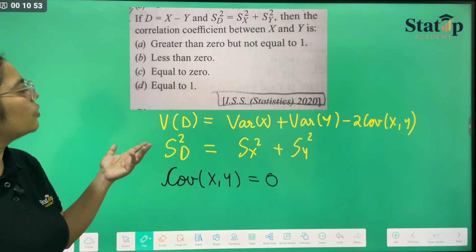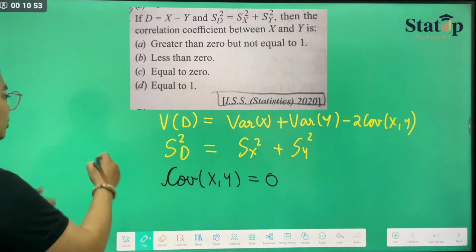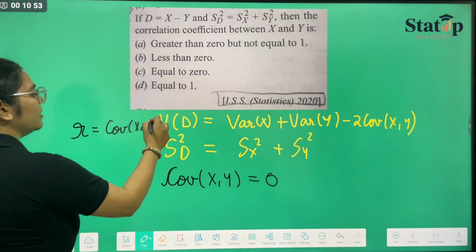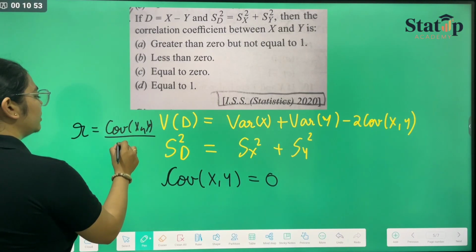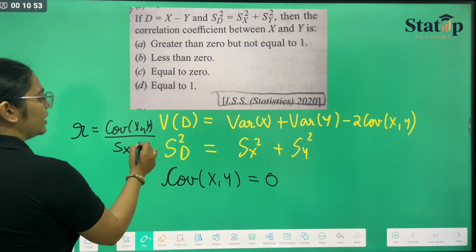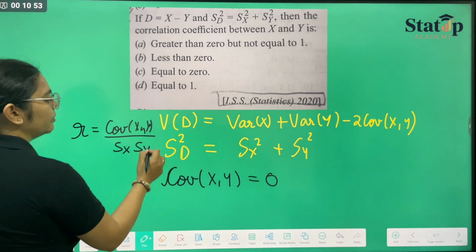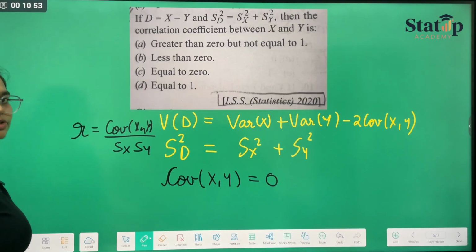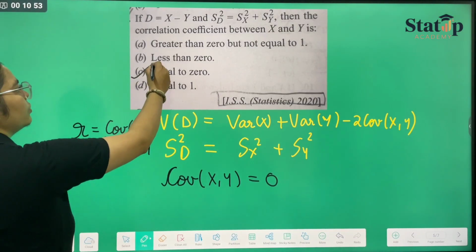So what is the correlation coefficient? Now correlation coefficient is nothing but covariance between X and Y upon sigma X and sigma Y. But the covariance is only 0, so this R, the correlation coefficient, will be equal to 0 only, which is option number C.